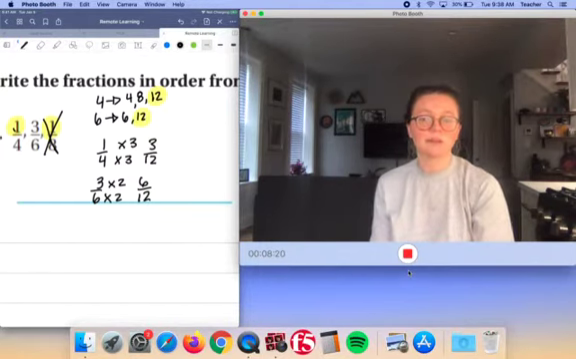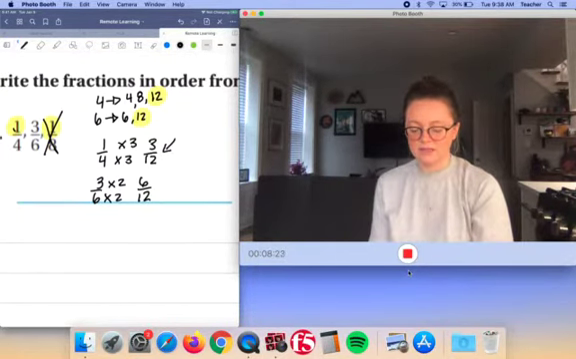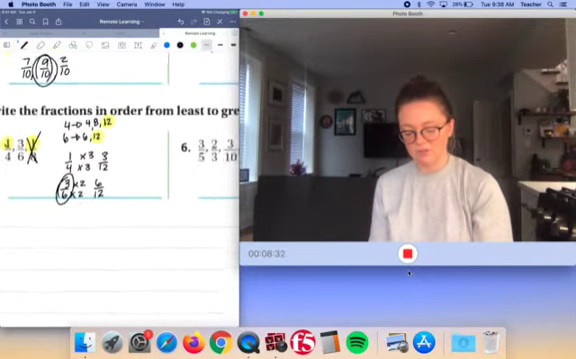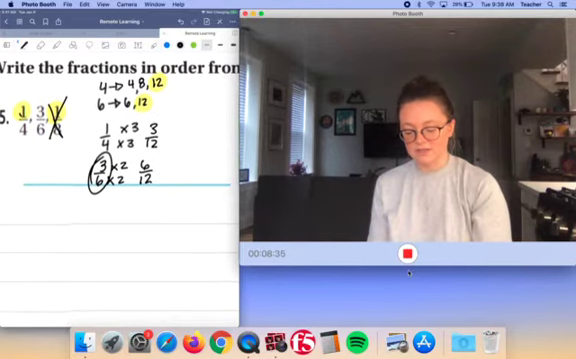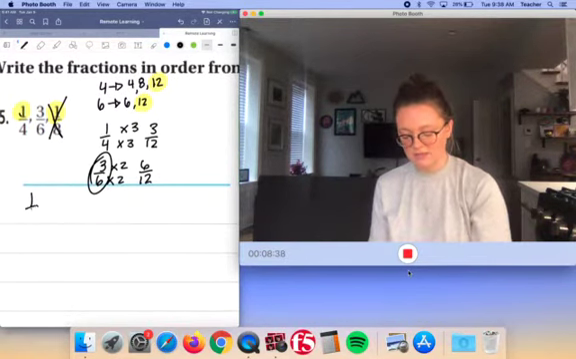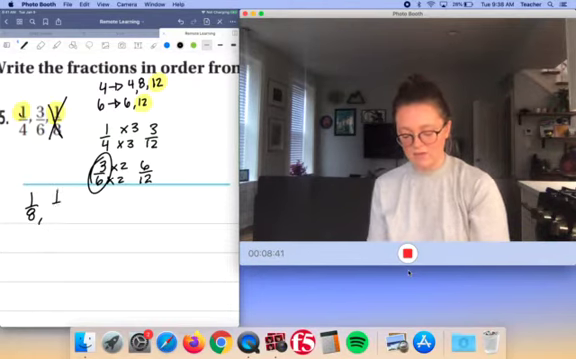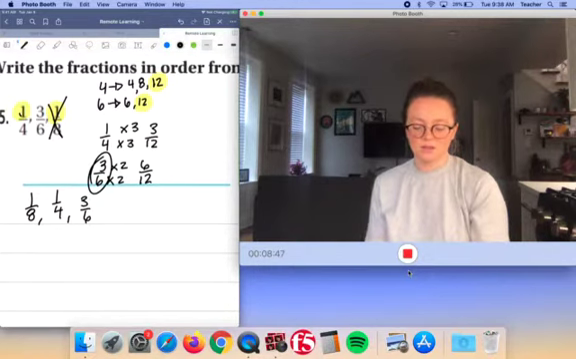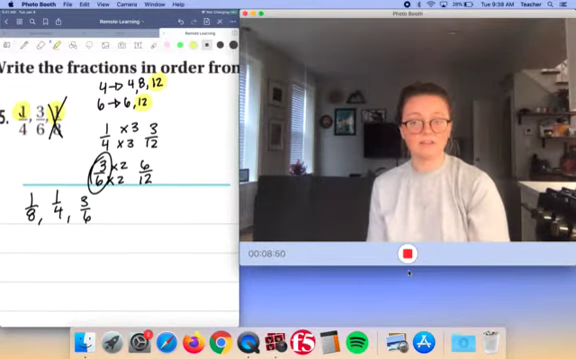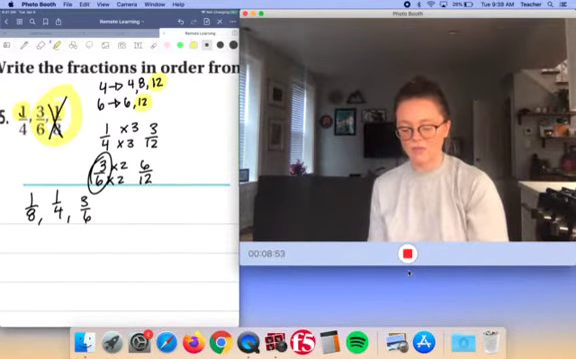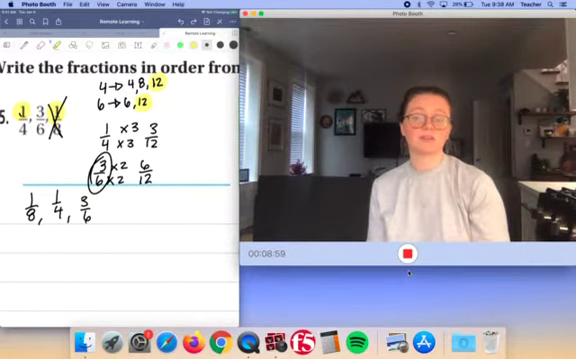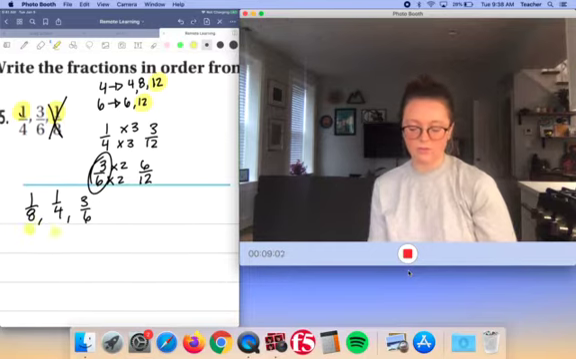Which of these numbers is bigger? It's definitely not that one. 3 out of 12 is smaller than 6 out of 12, so that means 3/6 is the biggest number. So the question asks us actually to put them in order from least to greatest. So I know the least is 1/8, then 1/4, and then 3/6. The reason I know that is because I identified at the very beginning that 1/8 was smaller than 1/4. So if I found out 1/8 is smaller than 1/4 and 1/4 is smaller than 3/6, that's the order: 1/8, 1/4, and 3/6.